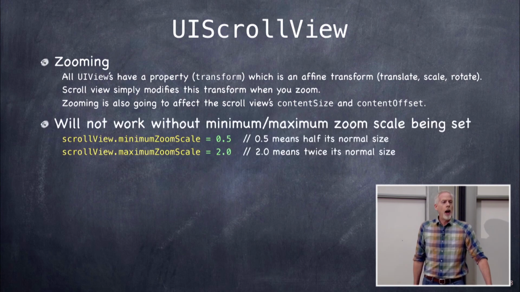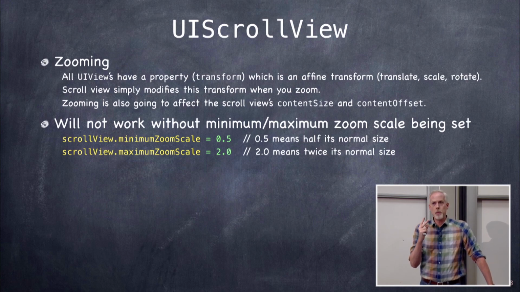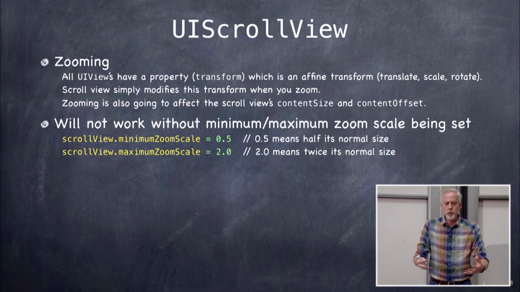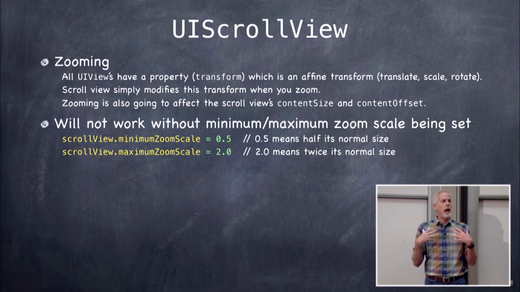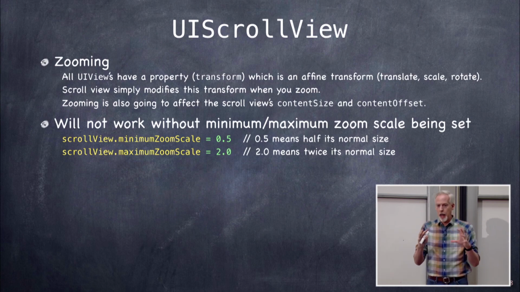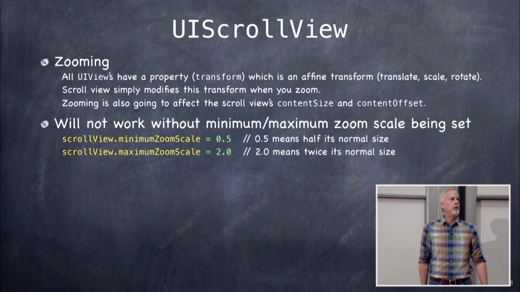All right, so how do you make zooming work? Well, you have to do two things. And don't forget these two things. It will not work without these two things. The first one is to set the zoom scale min and max. Okay, so this is just saying how much do you allow to zoom in and how much do you allow to zoom out. By default, these are both 1.0, which means you can't zoom in or zoom out. It has to be the identity size right there.